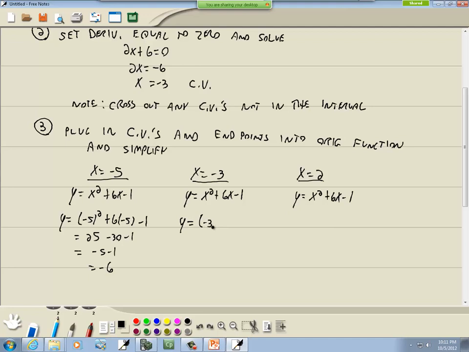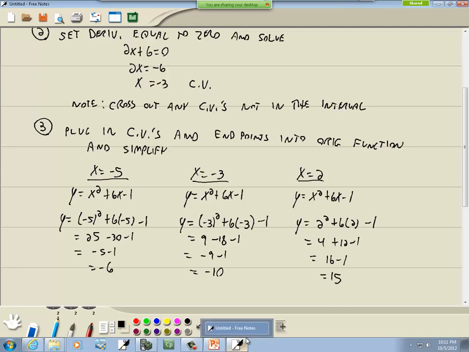Let's plug in negative 3. So we've got negative 3 squared plus 6 times negative 3 minus 1. That gives us 9 minus 18 minus 1, which gives us negative 9 minus 1, which gives us negative 10. And let's plug in 2. So we've got y is equal to 2 squared plus 6 times 2 minus 1, which gives us 4 plus 12 minus 1, which gives us 16 minus 1, or 15.